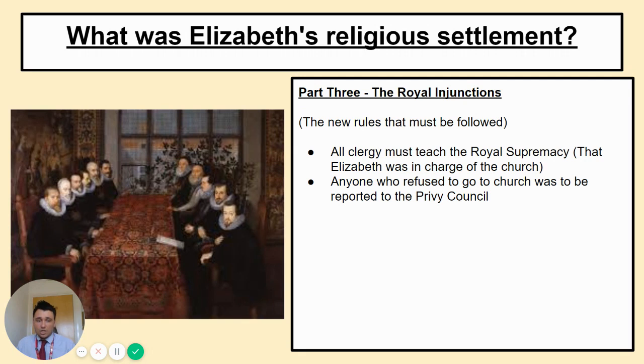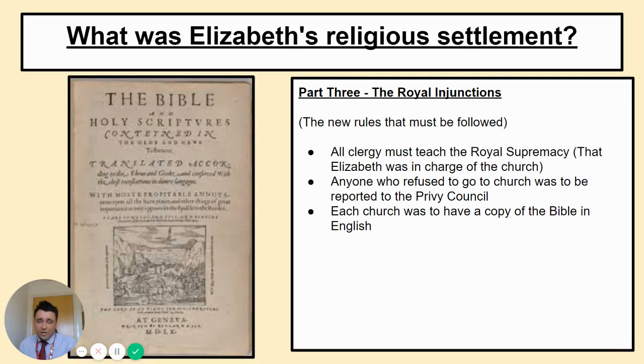Anyone who didn't go to church, their name must be noted down and they must be reported to the Privy Council so that they knew. Now, Elizabeth didn't check this too harshly to begin with. Elizabeth didn't want to punish people too much for not going to church. She was turning a blind eye. That's quite different from her sister Mary, who, if you remember rightly, in 5 years, was burning over 300 Protestants for not worshipping the correct way. Elizabeth is showing she's a bit different here. Every church, as we've seen, must have a copy of the Bible in English.